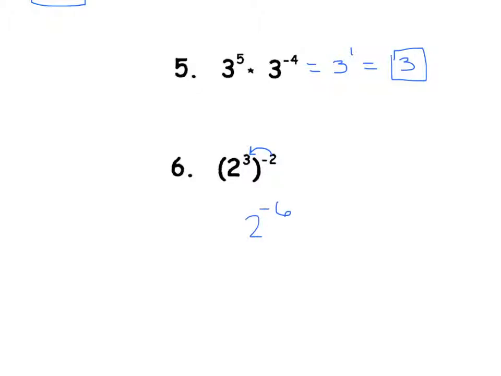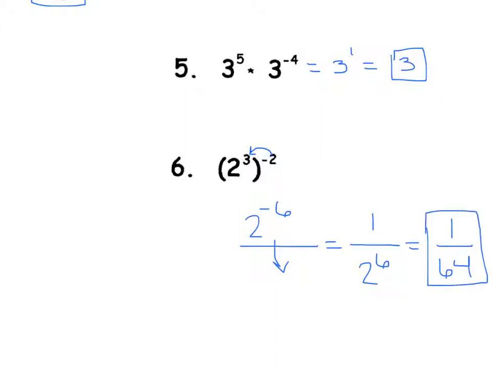Now I can deal with the negative by bringing it to the bottom. Here's my fraction line. The 2 is now on the bottom, but with a positive exponent. 1 goes on top, and then I simplify. I know what 2 to the 6th is. That's 64. And that's my answer. Okay, so do anything you can, do any work that you can before dealing with the negatives. Don't just start moving things around right away.